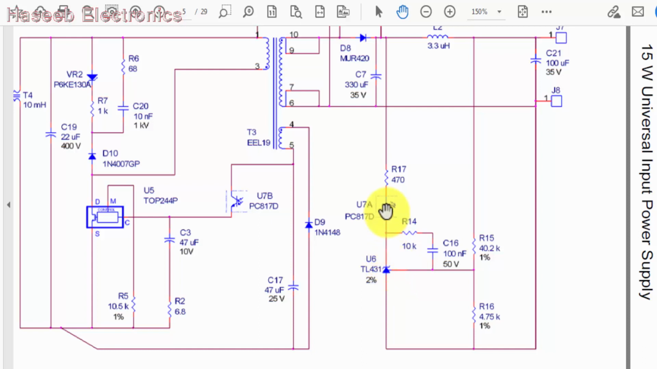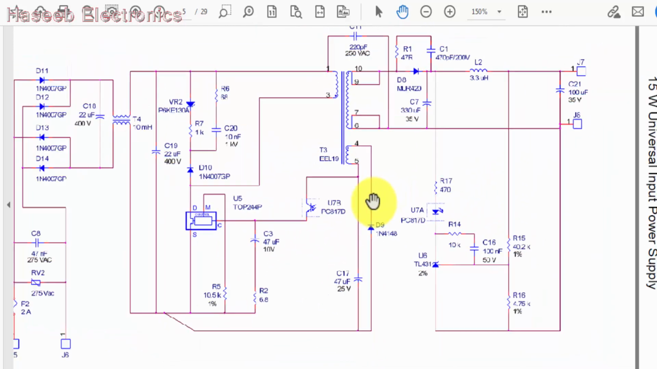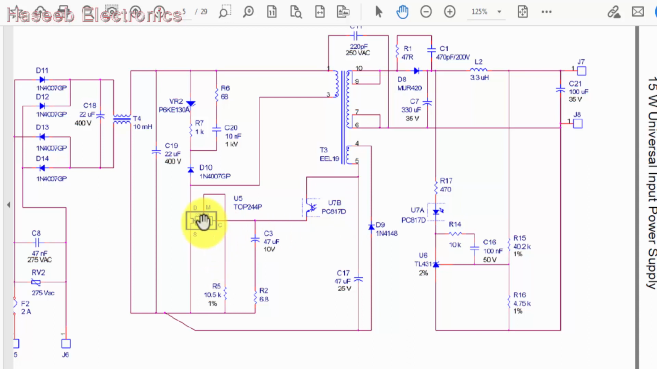This LED will activate, and it will switch this transistor, and it will pass this voltage to provide voltage to this control pin. So this IC will come to know that the output level is maintained, so it will control switching, and this IC will switch at 132 kHz.